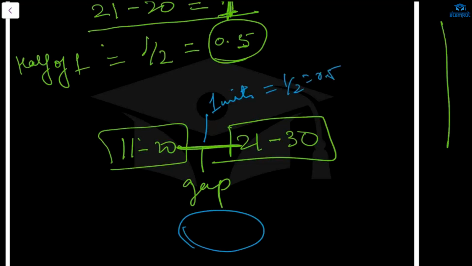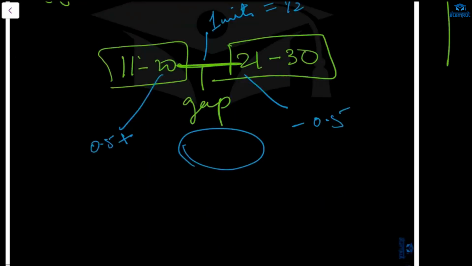So what we are going to do is add 0.5 to this one and subtract 0.5 from this one. So what will we get as the new value? We'll get 20.5 here, and here also you'll get 20.5. Understood? Now it became continuous. That is why I am doing half. Clearly understood? Any doubt why we do half?